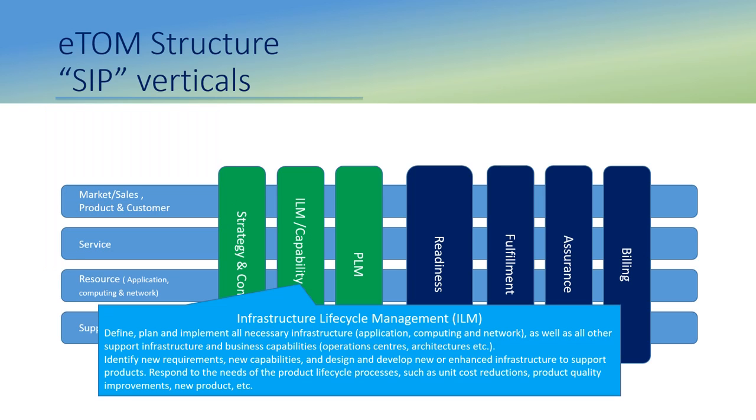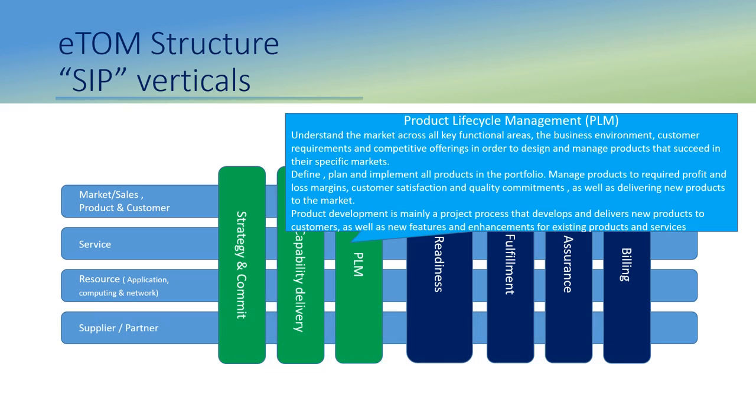the strategy. ILM, or infrastructure lifecycle management, defines, plans and implements all necessary infra as well as all other support infra and business capabilities. PLM, or product lifecycle management, understands the market across all key functional areas, the business environment, customer requirements, and competitive offerings in order to design and manage products that succeed in their specific markets.